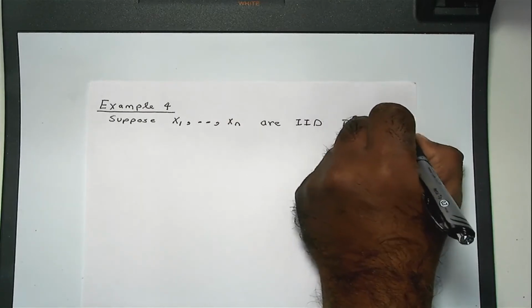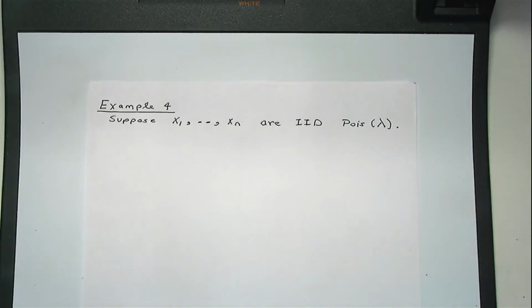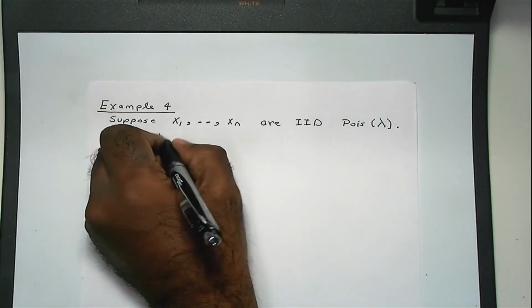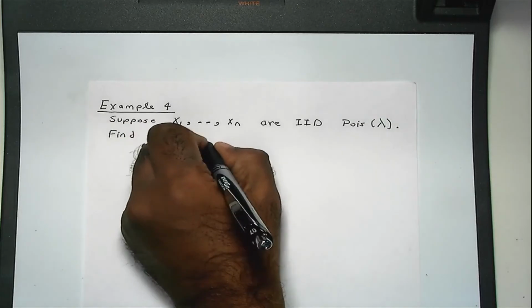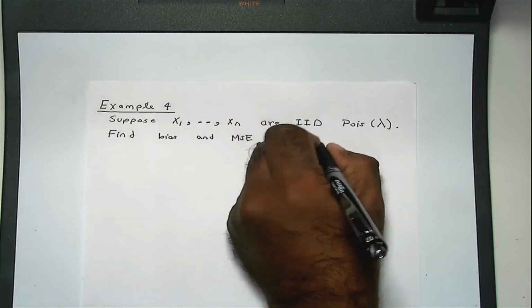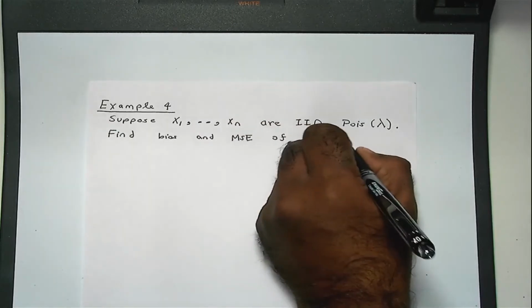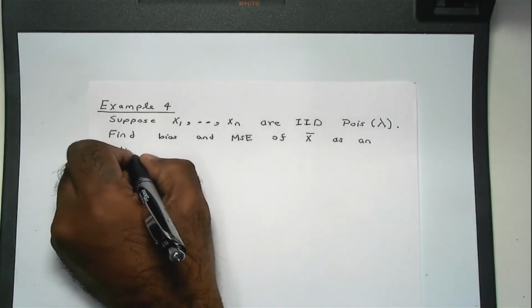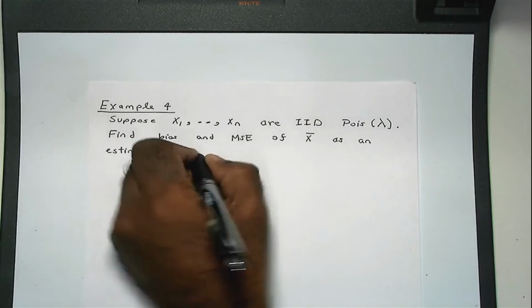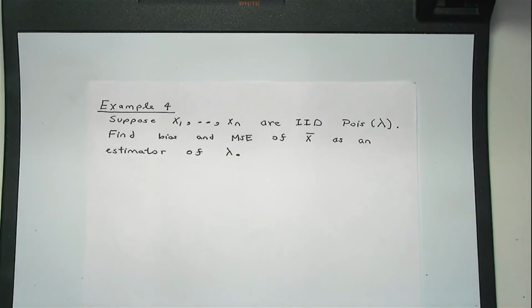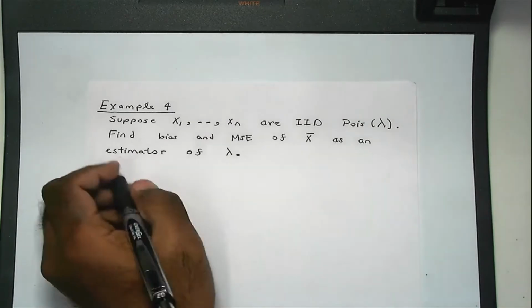Suppose you have a random sample from a Poisson distribution with parameter lambda, and the question is to find the bias and MSE of x bar, the sample mean, as an estimator of lambda. Right. Okay. So let's start with the bias first.